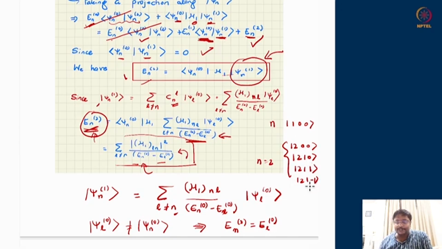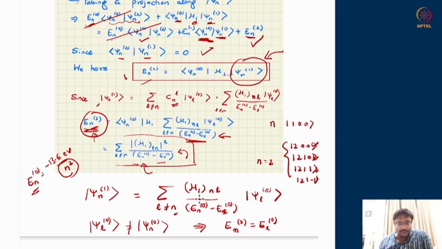It so happens that the energy eigenvalue computation does not depend on L or M. The energy eigenvalue for hydrogen atom is only a function of n, minus 13.6 eV upon n square. It does not care about L or M. So these states are different from each other, but they have the same n, and therefore they will have the same energy.